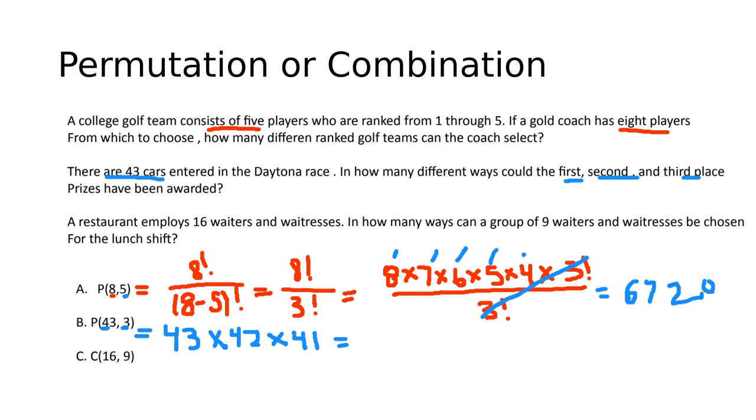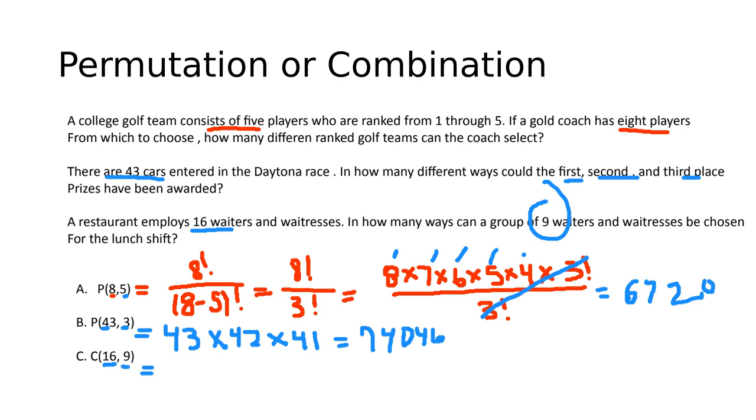So that is going to be 43 times 42 times 41 is 74,046. Okay, that's how many ways they can arrive as first, second, and third. And then the last one, you have 16 total people. So that's your N here. And we need to select 9. So that's your 9 here.